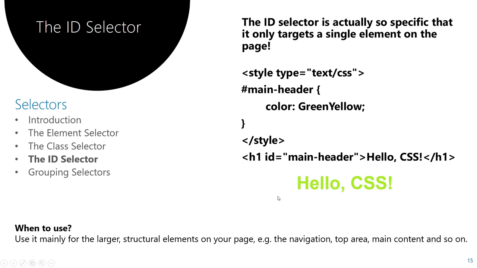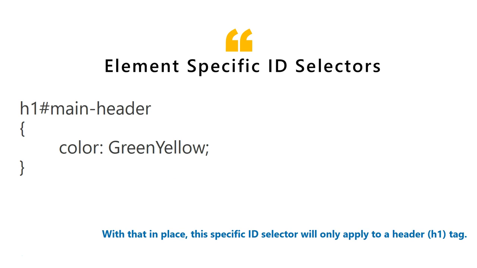So it is used for larger structural elements which are not repeated, so that it remains specific for that one element. Then we have element-specific ID selectors. So for example, h1#main-header. With that in place, a specific ID will only apply to the header 1 tag.